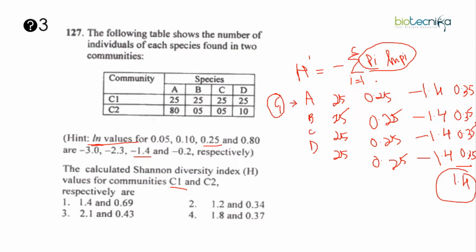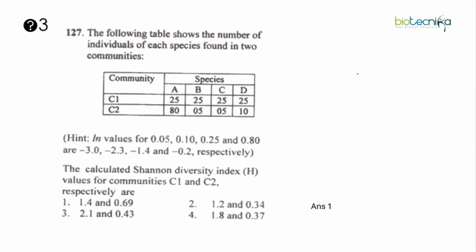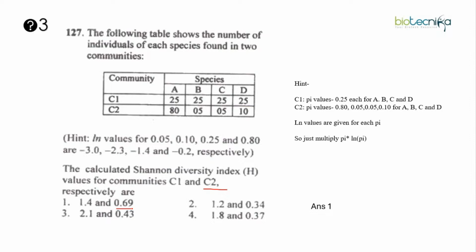So you take each thing at a time. This is your pi, then you take ln pi. Then you do pi into ln pi, and then you do a summation. Now, I'm erasing all of it. You will see the answer is option 1. You can try it out for C2 also in the same manner. You will see you're getting 0.69. These are your pi values for A, B, C, D, and ln is obviously provided here: 0.8, 0.1, 0.05. You can solve it yourself.